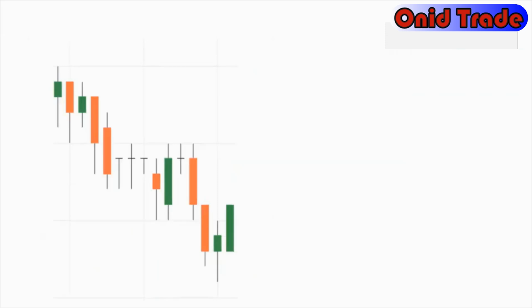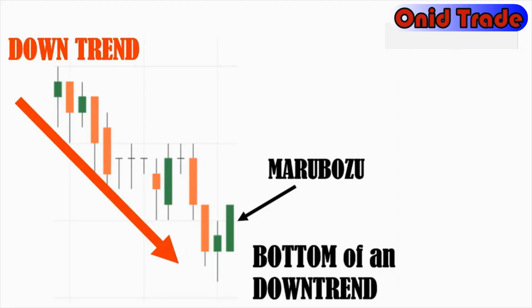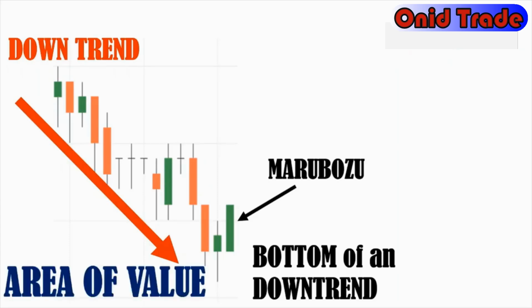And here in another graph, Marubozu is formed at the bottom. If you observe the trend, it has a series of lower highs and lower lows. So we can say that the given trend is a downtrend, and the location of the Marubozu is the bottom of a downtrend. Even at the bottom of a downtrend, you can place a trade depending on the Marubozu formation. So the bottom of a downtrend is also an area of value for green Marubozu.